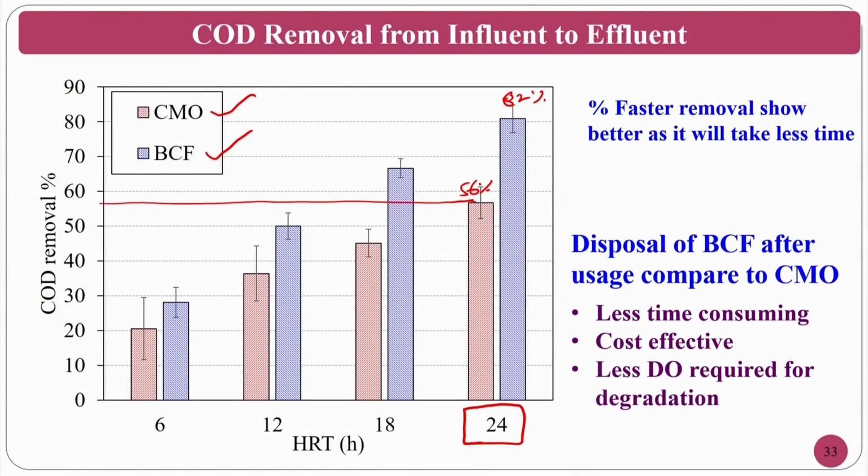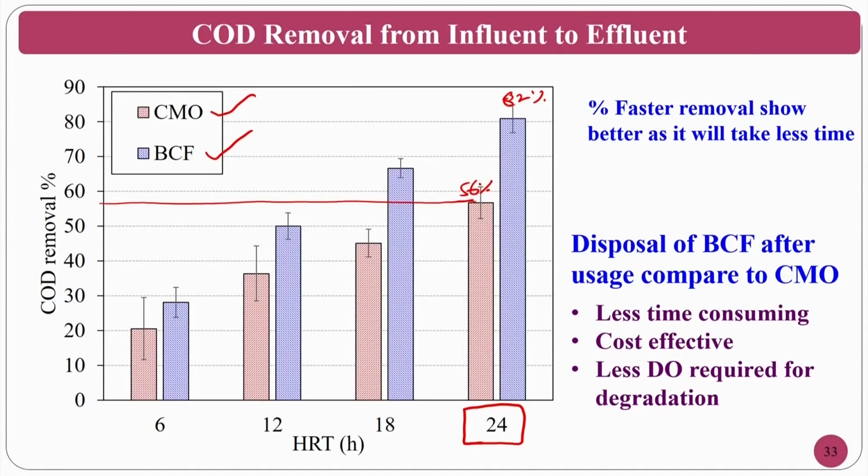Okay. What I mean to say is BCF will degrade at a faster rate. That means you require less time to degrade BCF compared to your mineral oil. Disposal of BCF after usage, compared to mineral oil, is less time consuming, cost effective, and less dissolved oxygen is required. It is beneficial compared to mineral oil. It requires less oxygen, less time, and many things in lesser amounts compared to mineral oil.